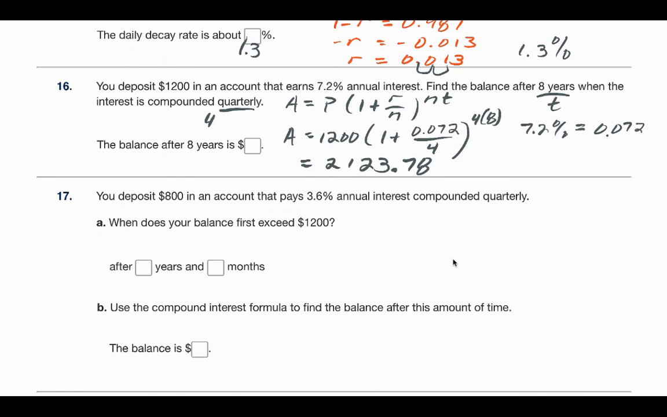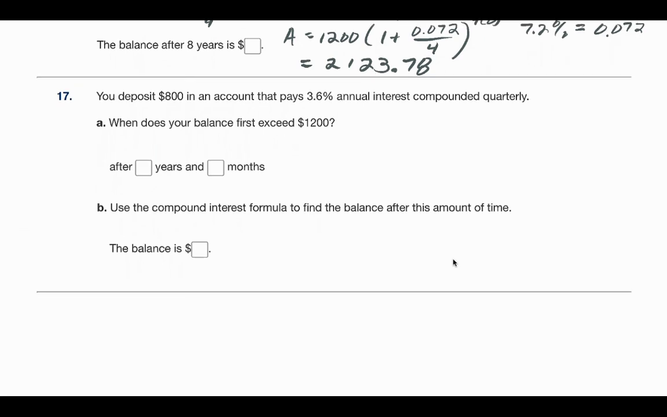And they want to know, when does your balance first exceed $1,200? All right. So on this one here, it is a little more involved. So we'll have our 800, and then we'll have 1 plus, well, all of this part is still the same. We're going to say 0.036. Remember, I changed that 3.6% to a decimal. And they told us it's going to be compounded quarterly. So we're going to have 4 here.